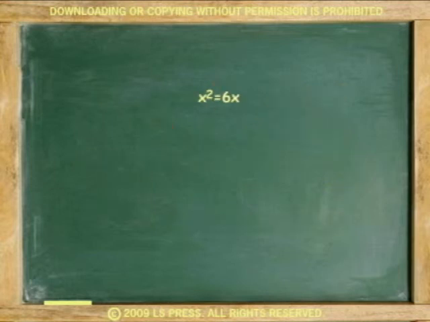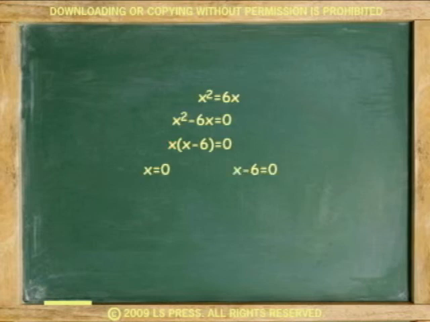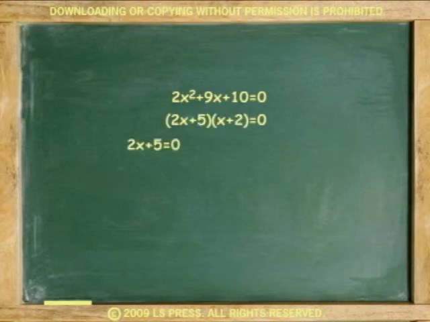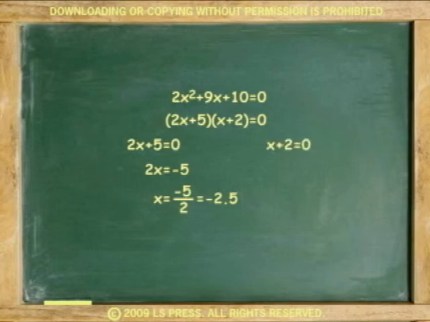Another example. Move 6x to the left. Find the common factor. In here, one of the x's has no value. X equals then 0. In the other x, x minus 6 equals 0. X equals 6. Another example. Factor. 2x plus 5 equals 0. 2x equals negative 5. X equals negative 2.5. X plus 2 equals 0. X equals negative 2.